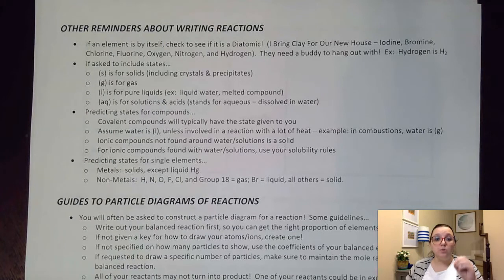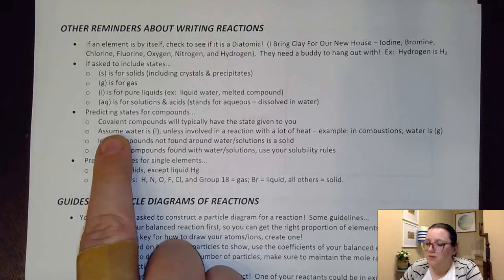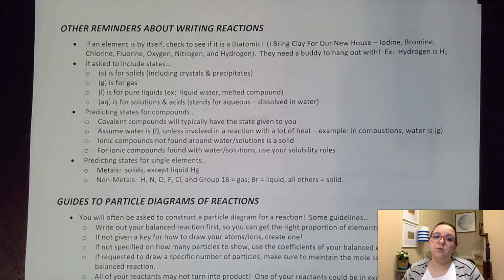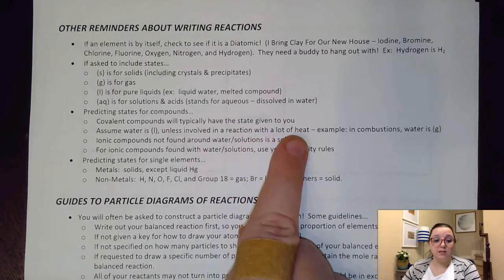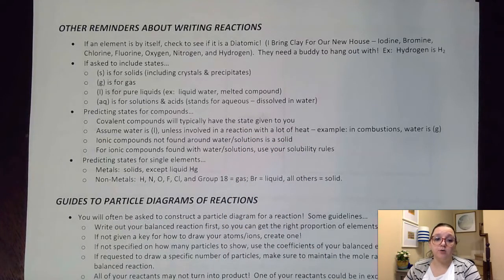L would be a very pure liquid, such as just water by itself, or maybe I melted something and so it's a pure liquid. AQ would be if you've dissolved it in water and so you have that solution present. Very rarely are we asked to predict states, but if we did have to, it's really not too difficult. Your covalent compounds, you'll usually have the state given to you. It's very difficult to predict those states on the covalent just because we see such a wide variety of states with those. However, water is assumed to be liquid unless it's involved with a reaction that has a lot of heat. For example, those combustions we talked about earlier.